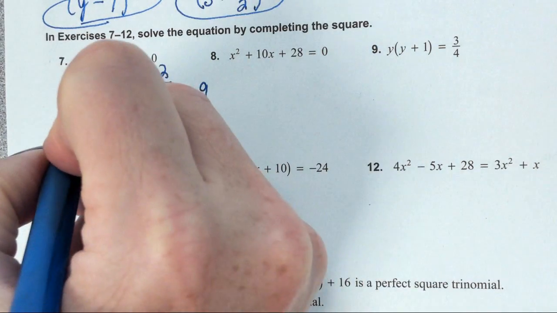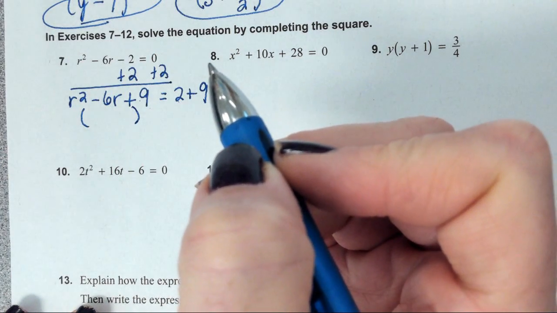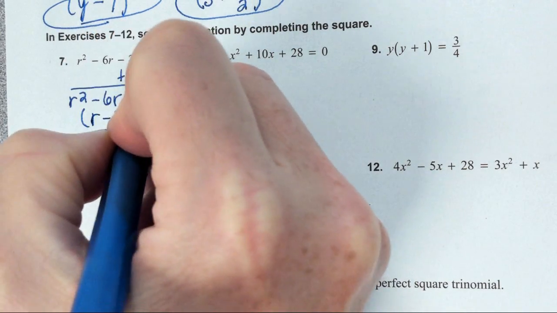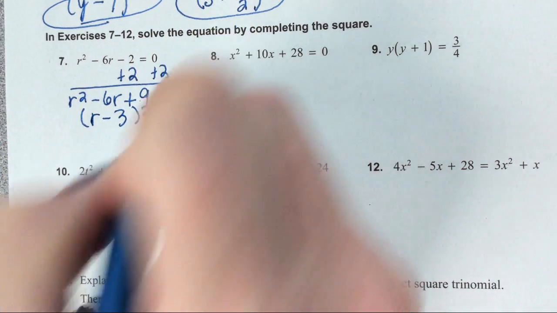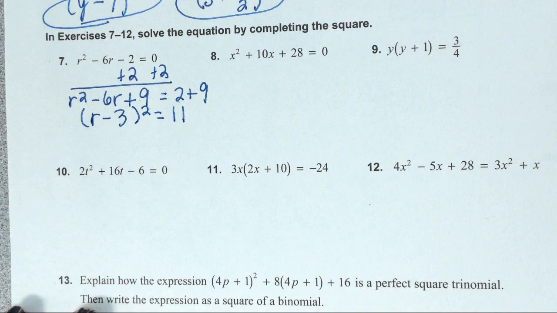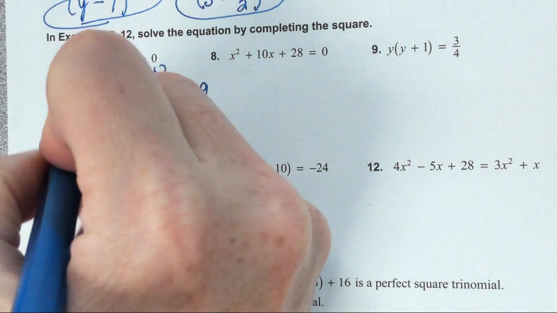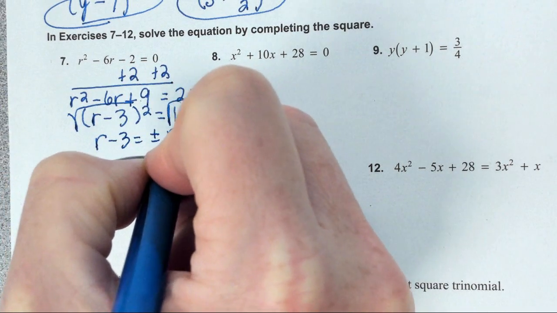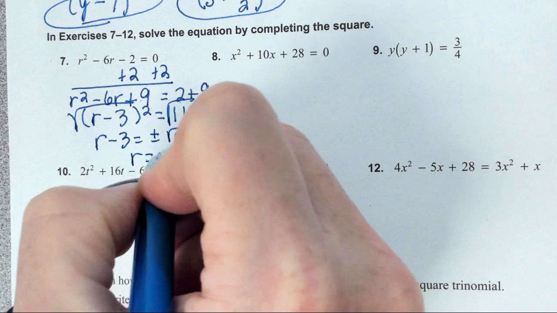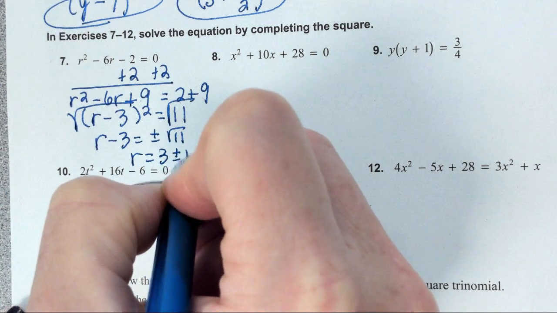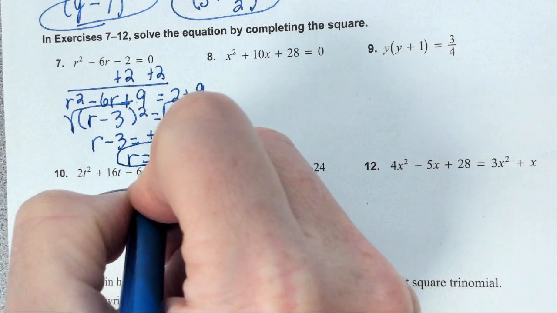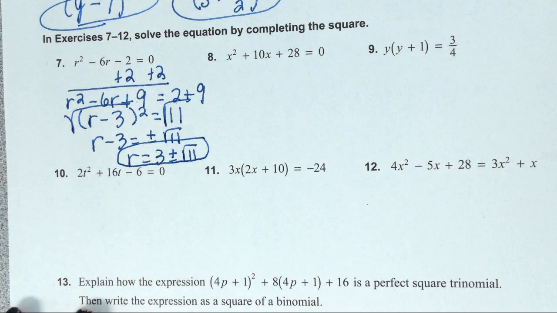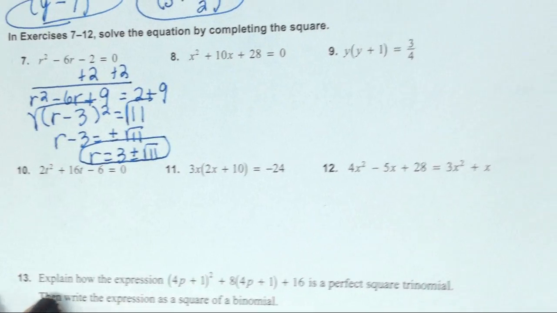Therese, how is this left side going to factor now? Good. So r minus 3 quantity squared is 11. And now we're back to last night's homework. We solved this by taking the square root of both sides. And we're going to get r minus 3 equals plus or minus radical 11. And so r is going to be, bring the 3 over, positive 3 plus or minus radical 11. Okay, number 8 is just the same, so we're not going to do that one.